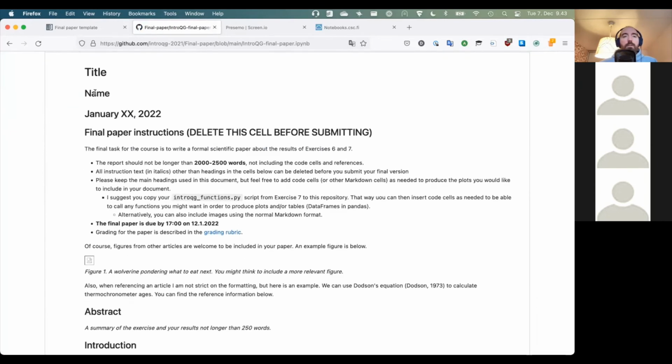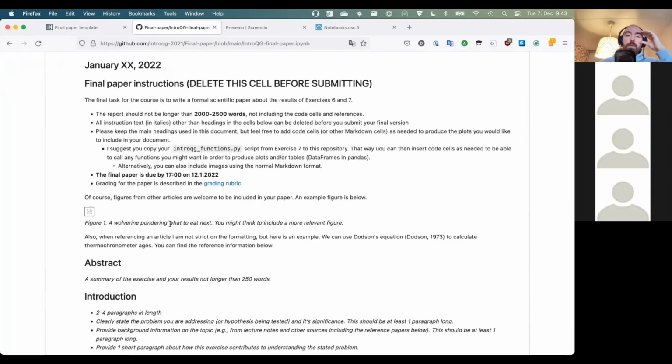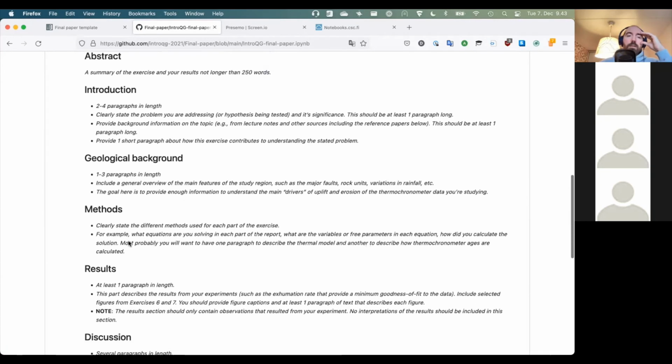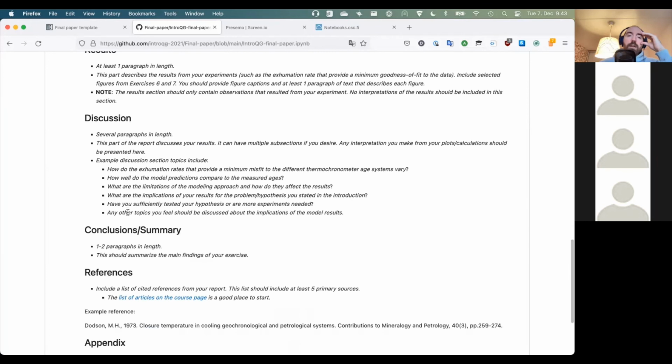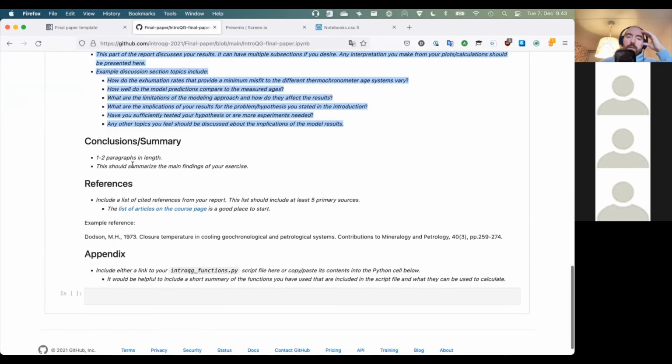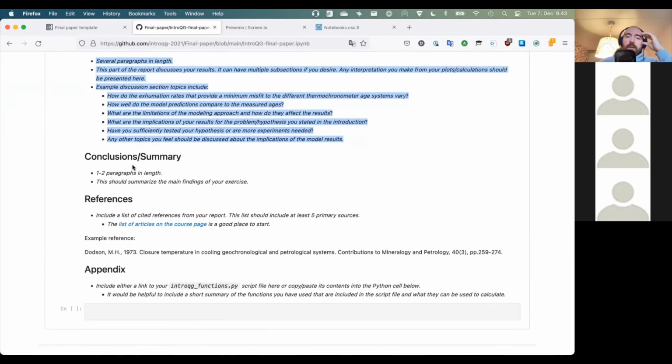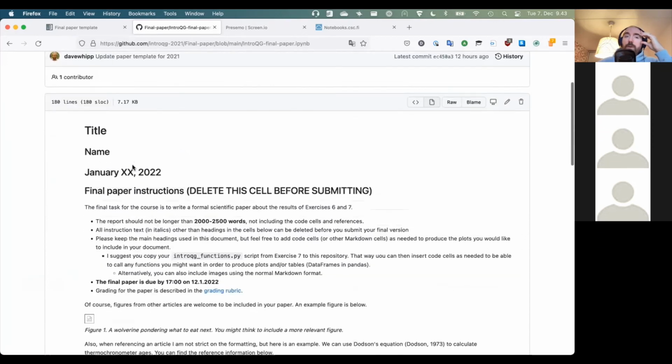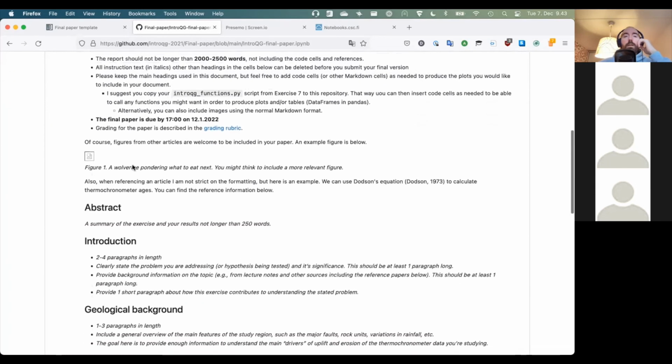There's a spot for your title, your name, the date, and then there's a cell here with some paper instructions that just lays things out, and you can delete the cell before you submit the paper. It tells you what to do in a similar way to what was on the web page. And then here are the different sections. I would recommend you keep the section headings, but you can of course delete all of the text under here that describes what should go in that section.